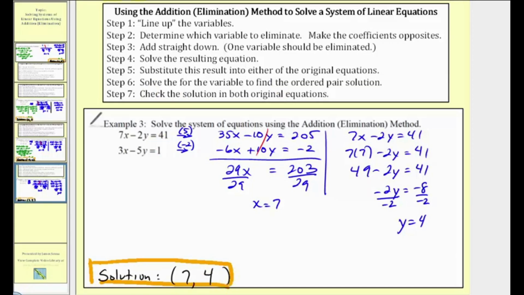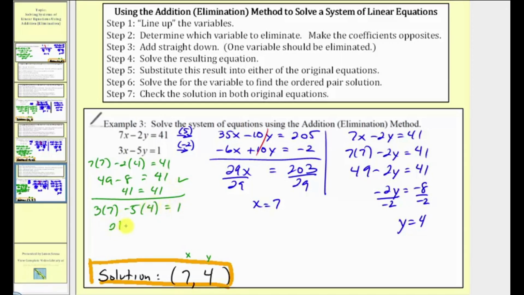Let's go ahead and verify our solution by substituting x equals 7 and y equals 4 into our equations. So the first equation, we'd have 7 times x, which is 7, minus 2 times y, which is 4, equals 41. 49 minus 8 equals 41, which is correct. This checks. And for the second equation, we'd have 3 times 7 minus 5 times 4 equals 1. We have 21 minus 20, and we have 1 equals 1. So once again, our solution is correct.